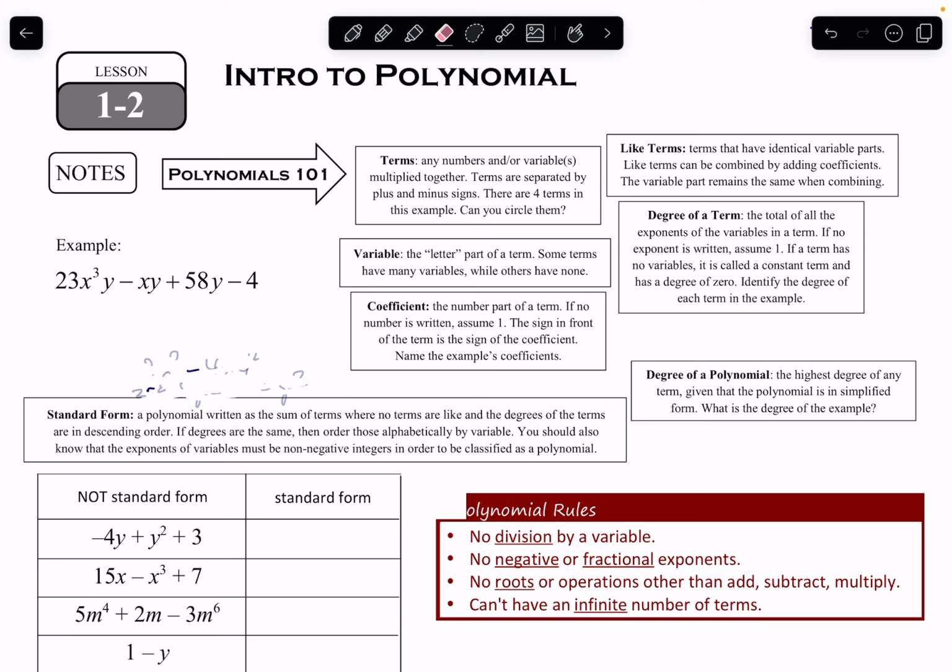Standard form. All standard form means is that you write the numbers and the terms in a certain order. We like to start with whatever has the largest degree and then work our way down to end with a constant. So the example above is already in standard form. You can't combine anything together, and we have the biggest degree 4 starting and then a degree 2, degree 1, degree 0 term.